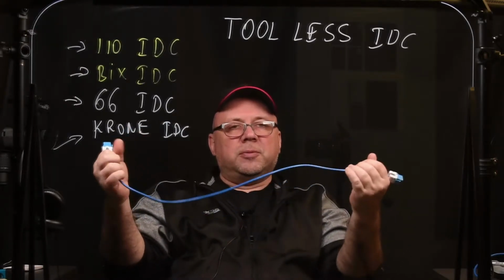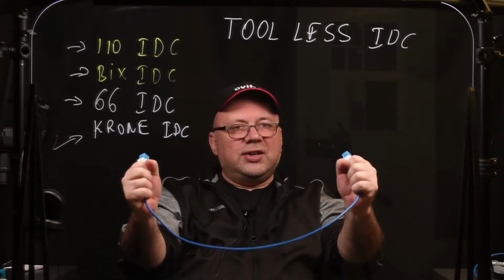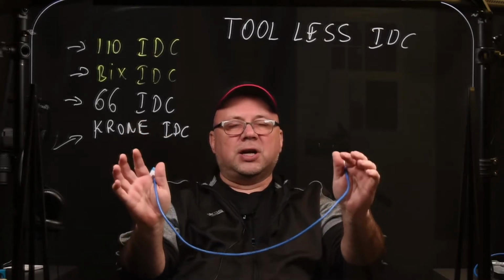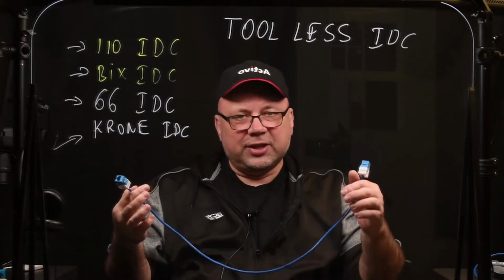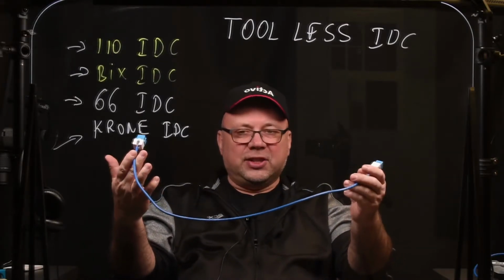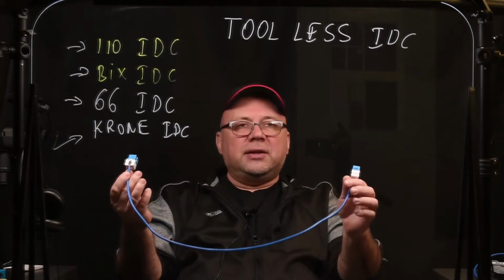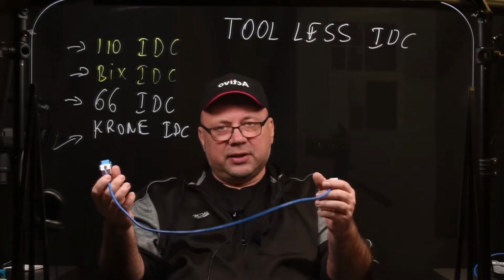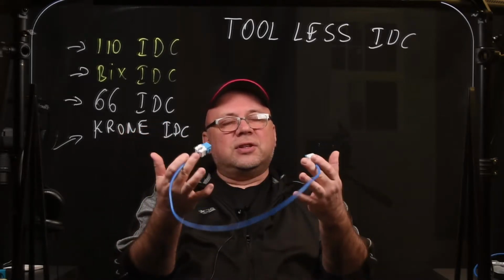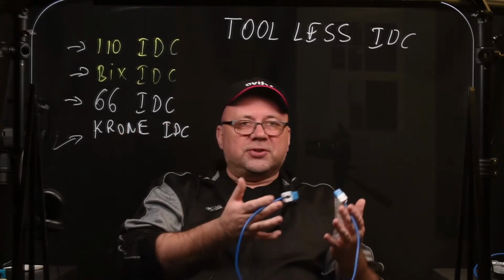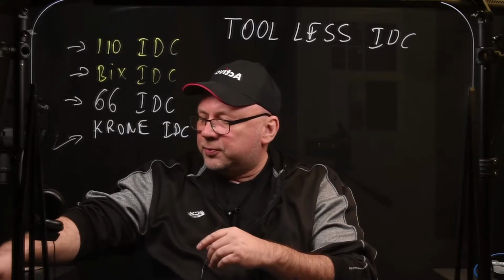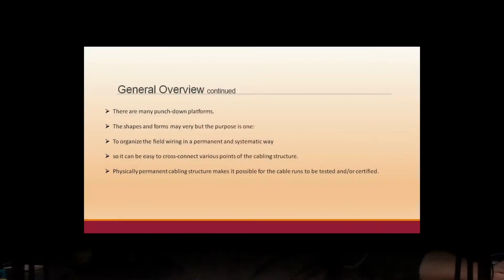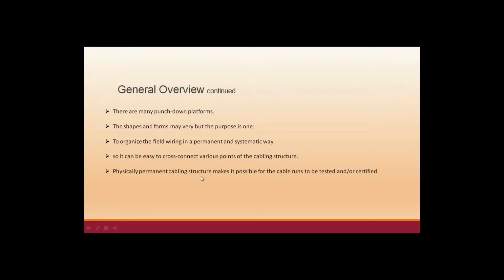If you have that permanent installation done, you can run the test equipment and test the parameters. You can test the link to see if it fulfills the specifications that are required for that cable to carry the signal. And then you can certify the link, save the results in a file, and present it to the client. Quite often that's required, actually. So that's what we mean by physically permanent cabling structure makes it possible for the cable runs to be tested and or certified.